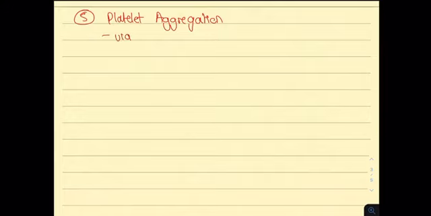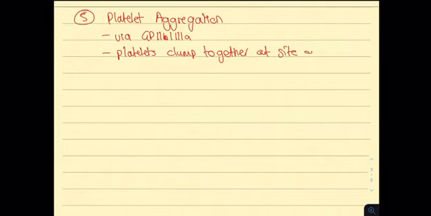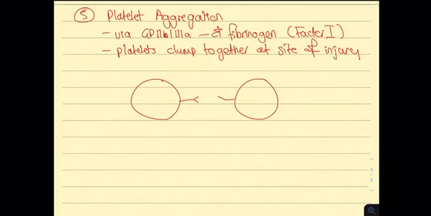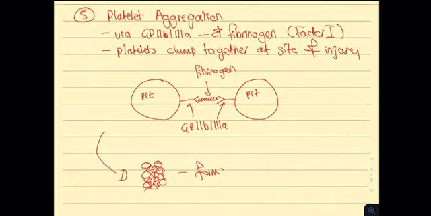Remember, ADP increases the expression of GP2B3A on platelets. In platelet aggregation, platelets clump together at the site of injury, and this is achieved via GP2B3A, whereby different platelets join together through fibrinogen, also known as factor 1. So let's pretend here we have two platelets, both of which have GP2B3A receptors, and these two receptors are linked together via fibrinogen. You can imagine this occurring many times, and platelets begin to stick together. This is the platelet plug, and this is primary hemostasis.